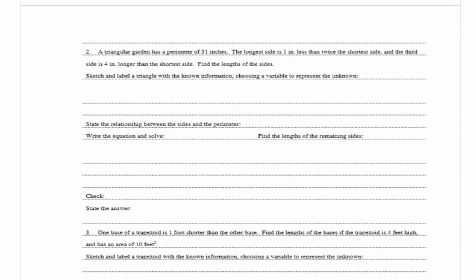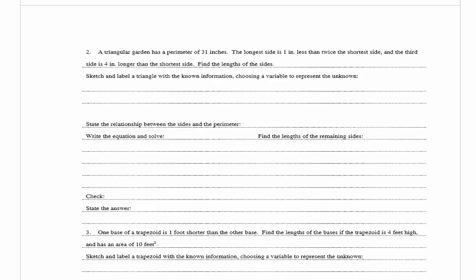In 2, it says, a triangular garden has a perimeter of 31 inches. The longest side is 1 inch less than twice the shortest side, and the third side is 4 inches longer than the shortest side. Find the lengths of the sides. So the first set of directions says sketch and label a triangle with known information, choosing the variable to represent the unknown. So our unknown is the shortest side, so we're going to label that X.